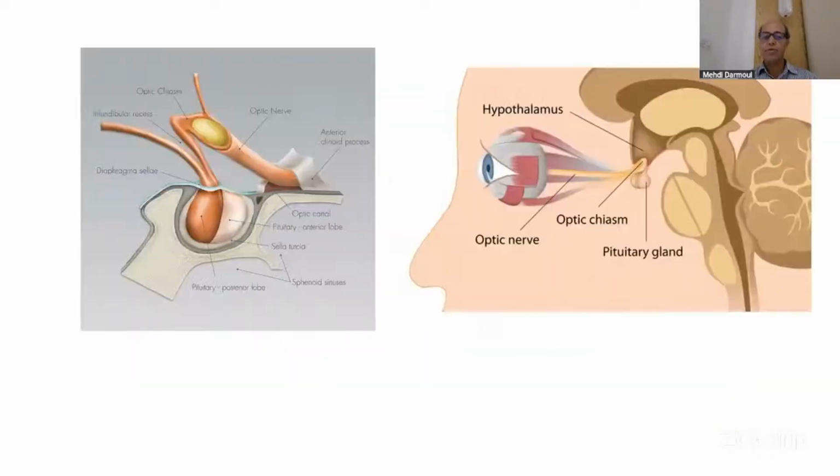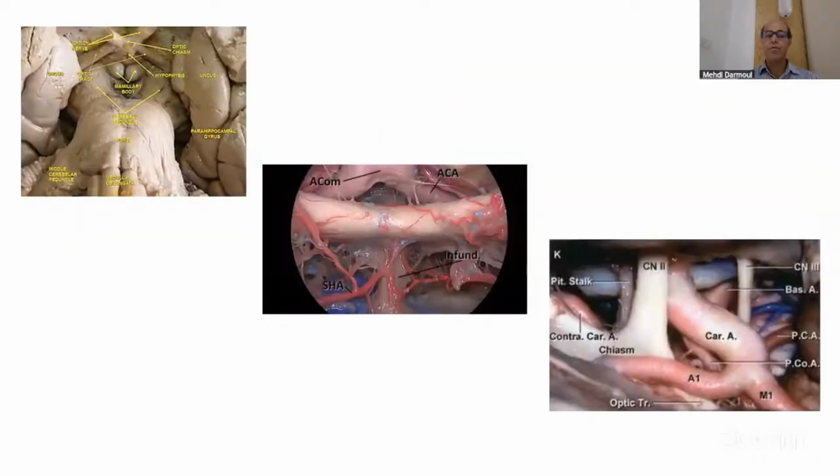Here, another view of the optic nerve. Here, the chiasm in close relation with the pituitary stalk and the pituitary, and here in close relation with the floor of the third ventricle with the hypothalamus and with the lamina terminalis and with the pituitary gland. Here, another view of the optic nerve and the chiasm in the inferior surface of the brain.